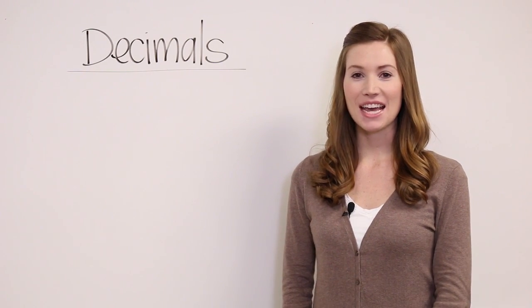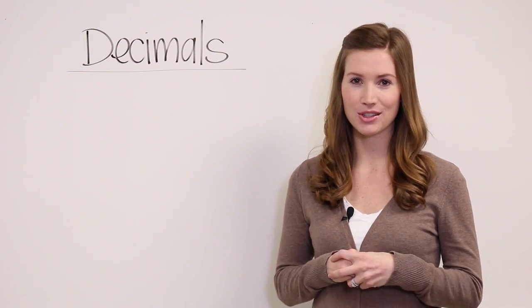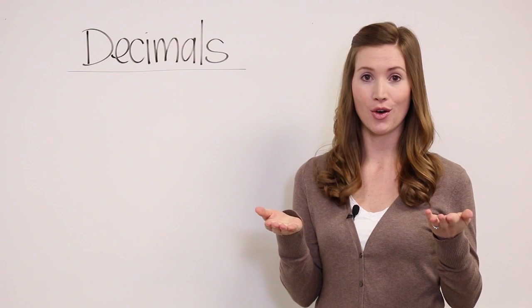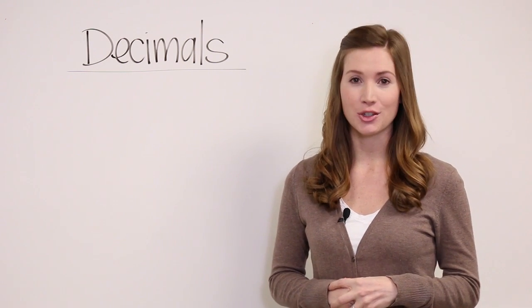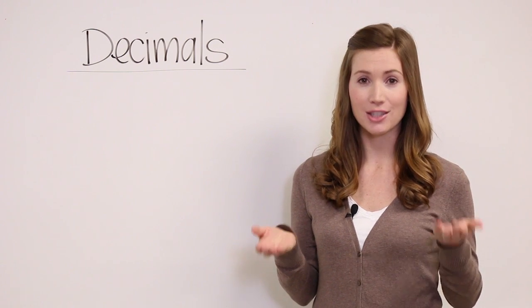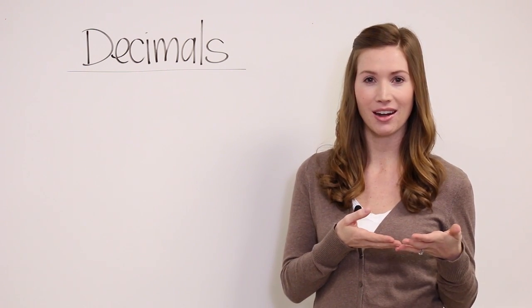Today we're going to be looking at decimals, and we're going to talk about how to multiply decimals. But just to review, a decimal is a part of a whole. Take 72 hundredths, for example. 72 is our part, and 100 is our whole. We have 72 out of 100 of something.